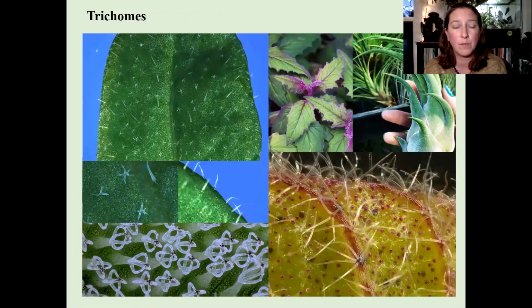Okay. Another thing that leaves have that we can see with our naked eye, usually to some extent, is trichomes. We talked a little bit about trichomes last time.